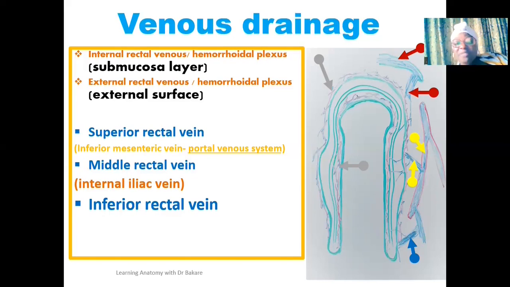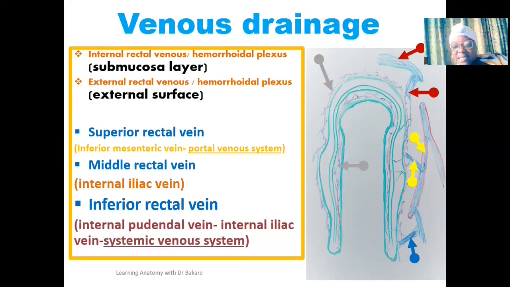Then for the inferior rectal vein, it is drained into the internal pudendal vein. This is the internal pudendal vein. From the internal pudendal vein, it is then drained into the internal iliac vein. From the internal iliac, it will join with the external iliac to form the common iliac. And from the common iliac vein, it is finally drained into the inferior vena cava. And that is the systemic venous network.